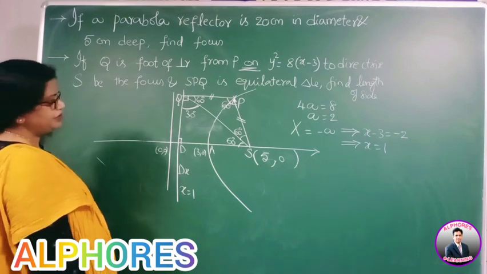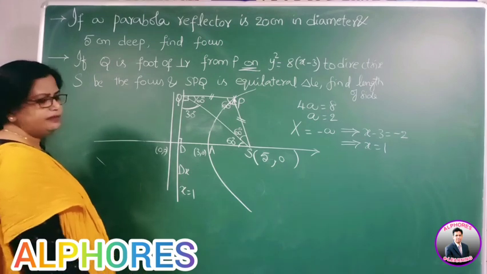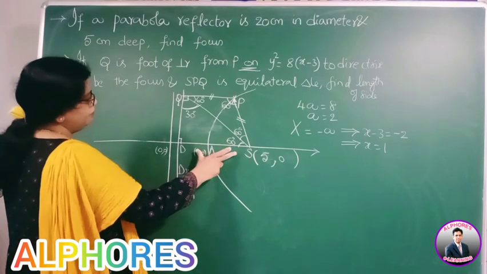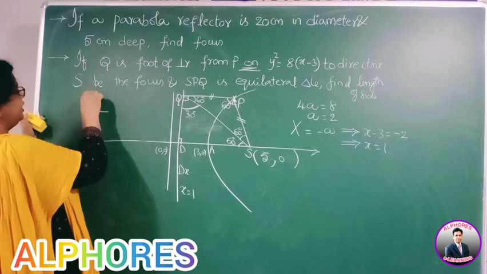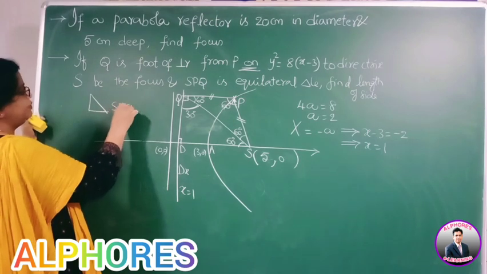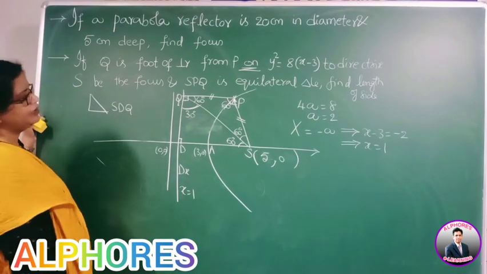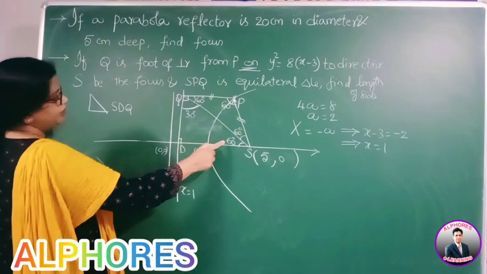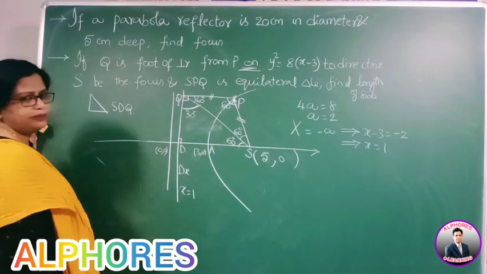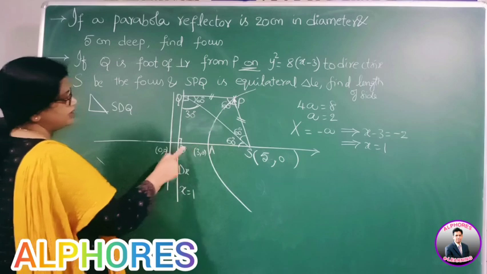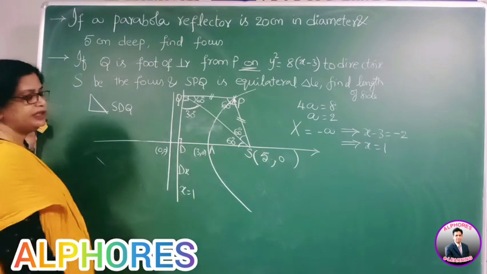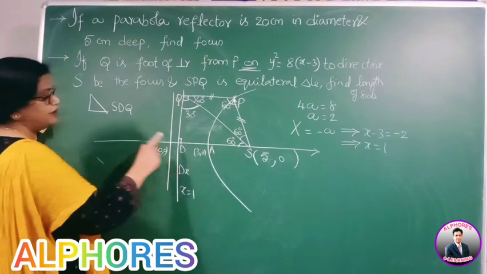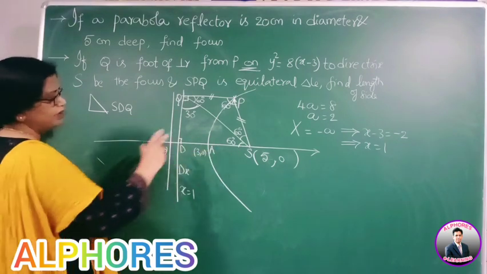Then how to obtain the other value? The other value is nothing but here I am taking the right angle triangle SDQ. From this right angle triangle SDQ, what about this value SD? All of you know it is the distance from focus to vertex. What is the distance from focus to vertex? Actually you know this value SZ, SZ is nothing but 2a.